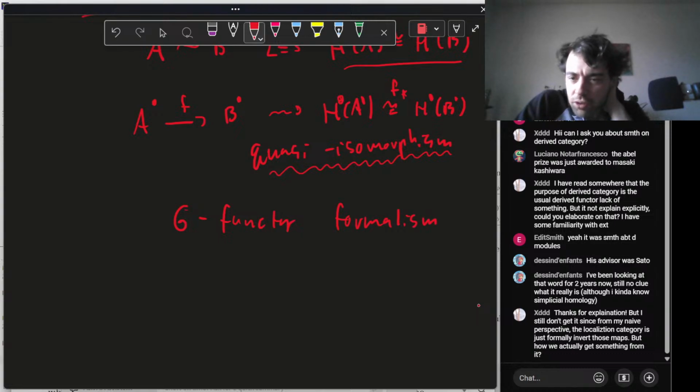Thanks for the explanation, but I still don't get it, since from my naive perspective, the localization category is just formally invert those maps. Yeah, that's true. I mean, that's an accurate understanding. But how do we actually get something from it?